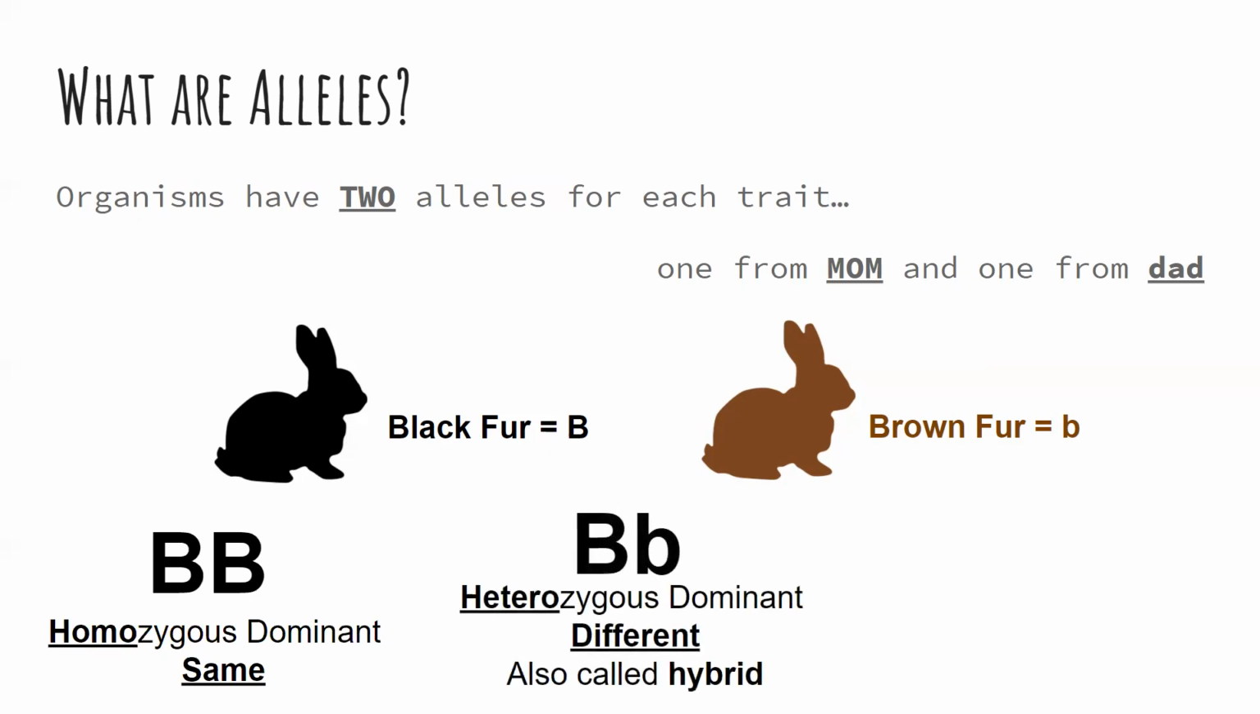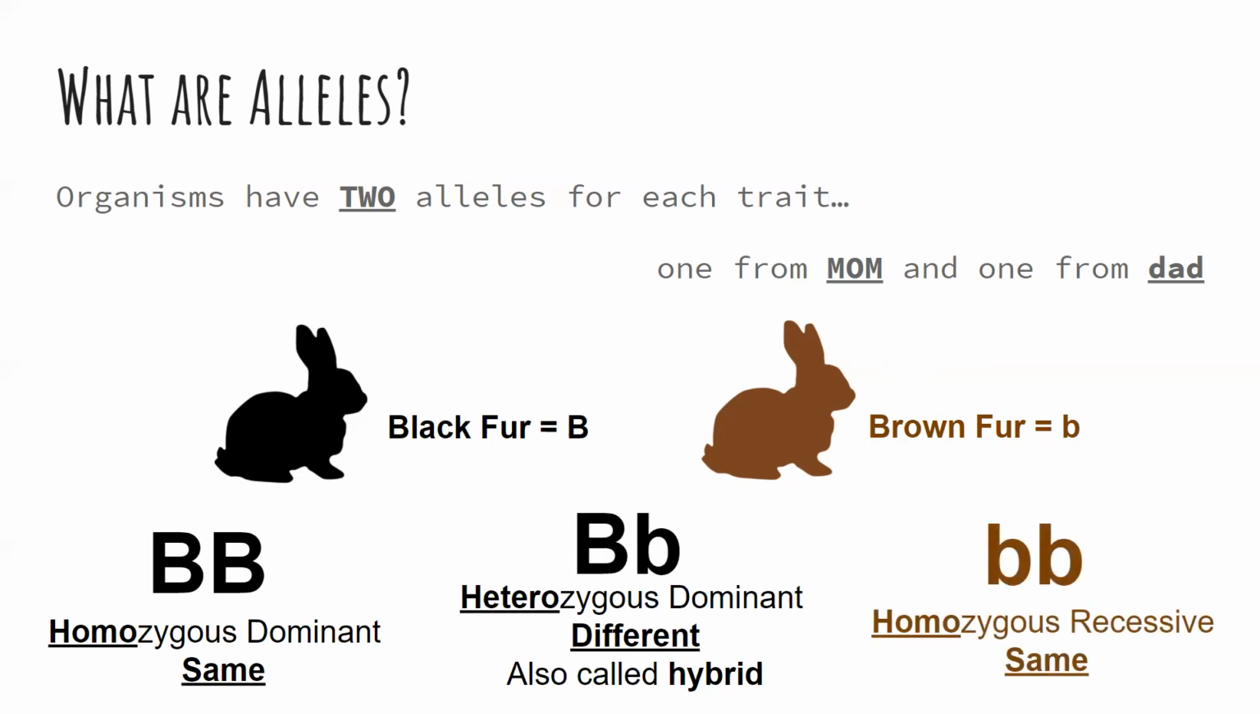Capital B, lowercase b, shows a heterozygous genotype because they have two different alleles. Hetero means different. However, this bunny would still be black. Why? Because it has a capital B, and dominant alleles always cover up recessive alleles.